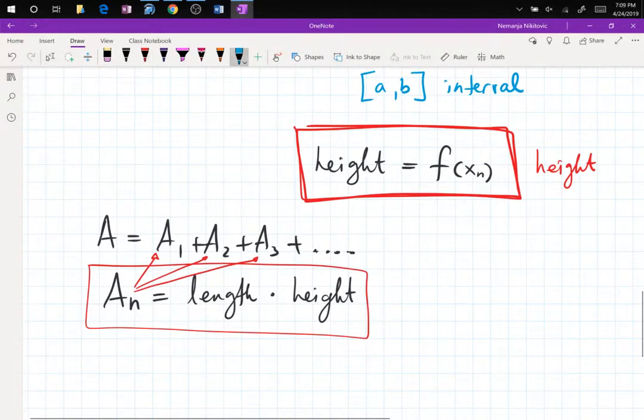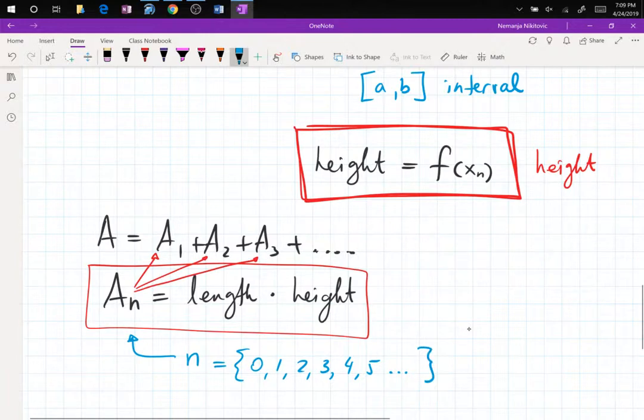For those of you that never dealt with computer science and you're not sure what these indexes are, this index n can only take on integer values 0, 1, 2, 3, because that is the counter. It simply counts from 0 to whatever.